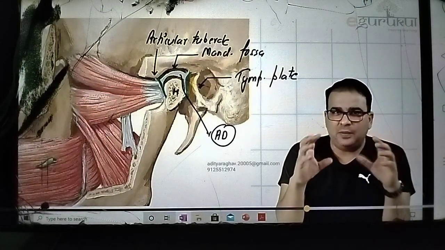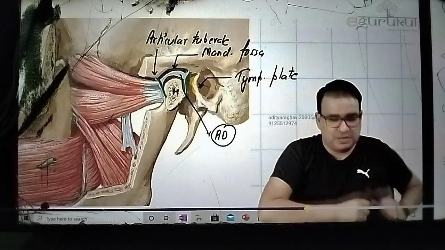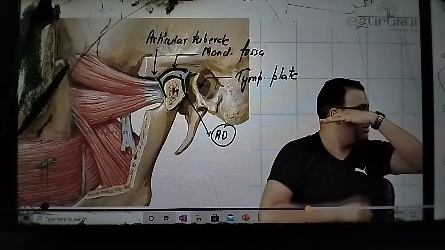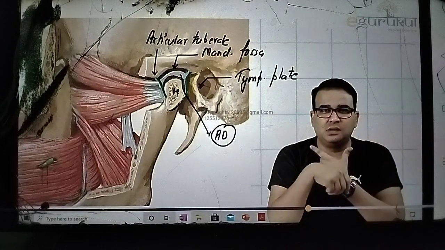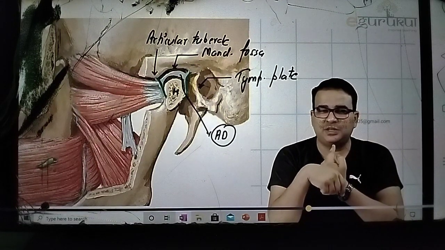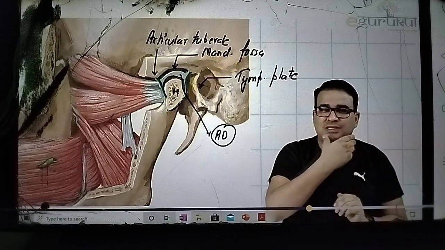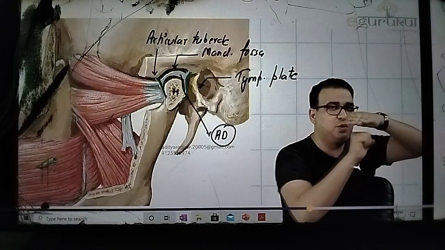Now what is the advantage? The advantage is that you can use both joint cavities for articulation and movement. Let me explain how. Just pay attention to me. Let us say my hand here is the articular disc and this is the head of the mandible. Now when I do movements like protraction, retraction or sideways movement, these are called sliding and gliding movements. We just go forward, backward or sideways. So these movements are called sliding and gliding movements. In the sliding and gliding movement, your articular disc and head of the mandible move together.